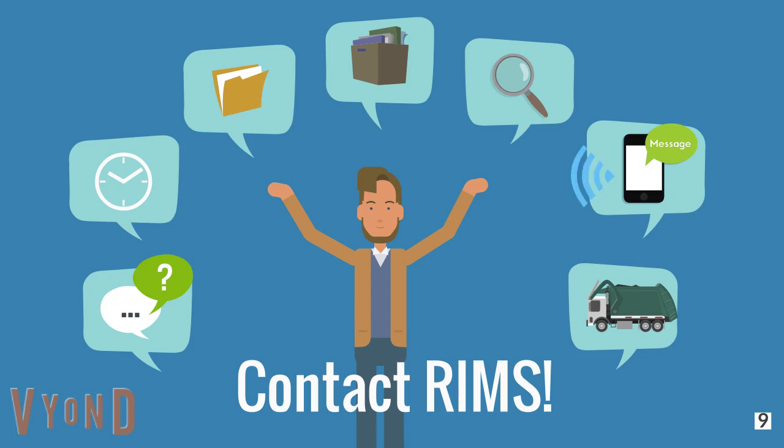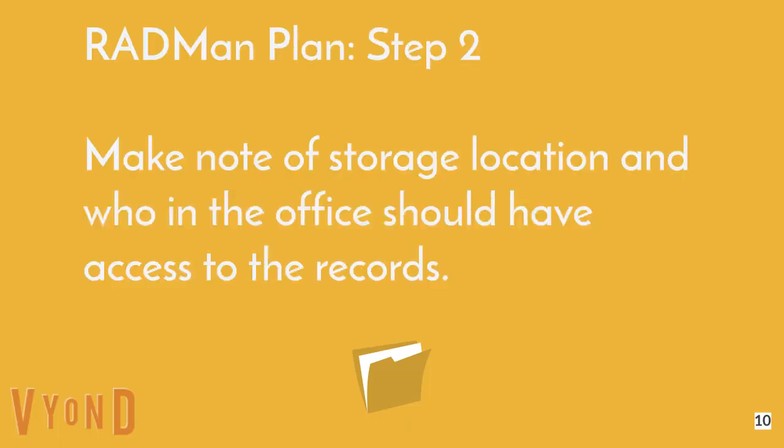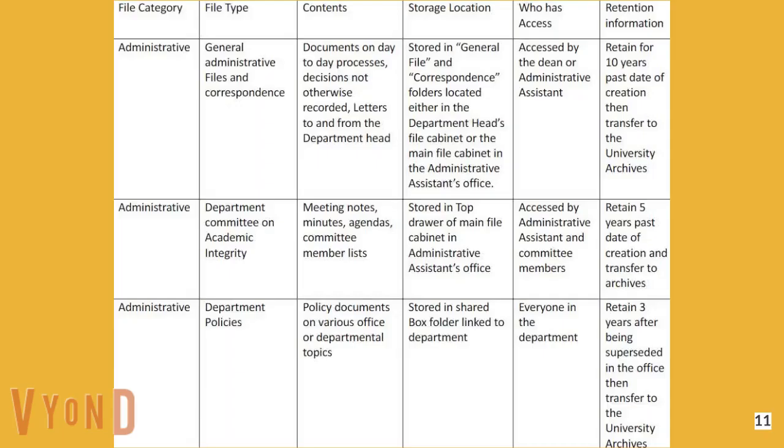The next step is to note where these records and other administrative data are stored regardless of format, as well as who has access to them. An easy way to do this is to put the categories into a table. Include information about records that need to be disposed of or should be considered for transferring to the archives after a specific period of time.